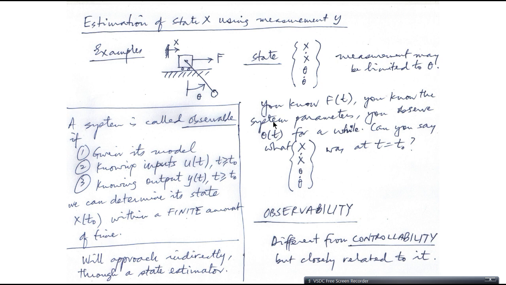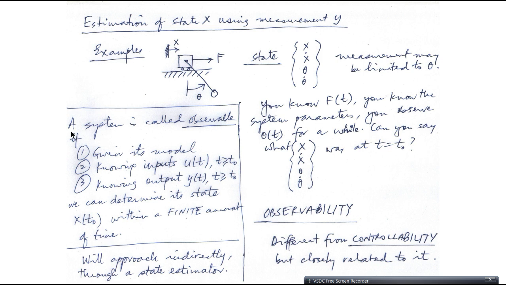Okay, so you know f of t, the force that you have applied, you know the system parameters, you observe the angle theta of t for a while, and can you say what the state vector was at time t equals t0? This idea is related to the concept of observability. This idea that by observing the output for some period of time, you conclude what the state was. This is different from controllability, and yet it is closely related to it, as we will see.